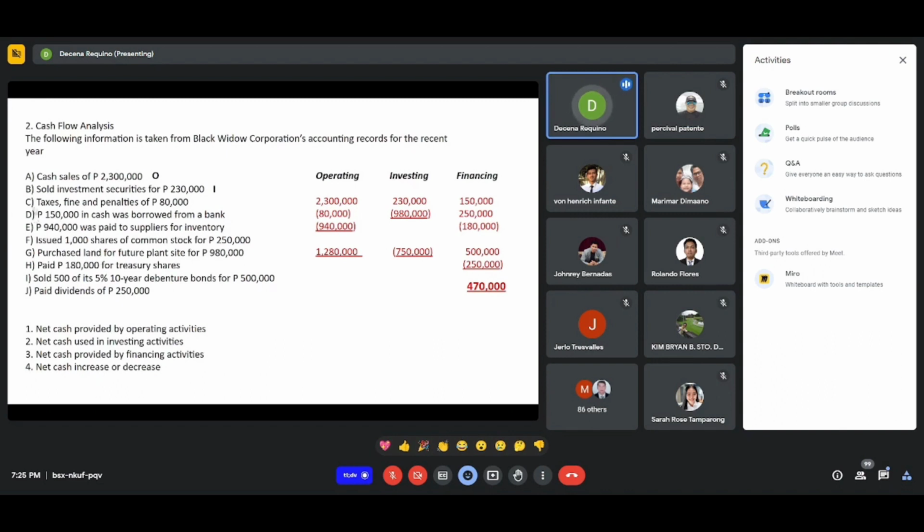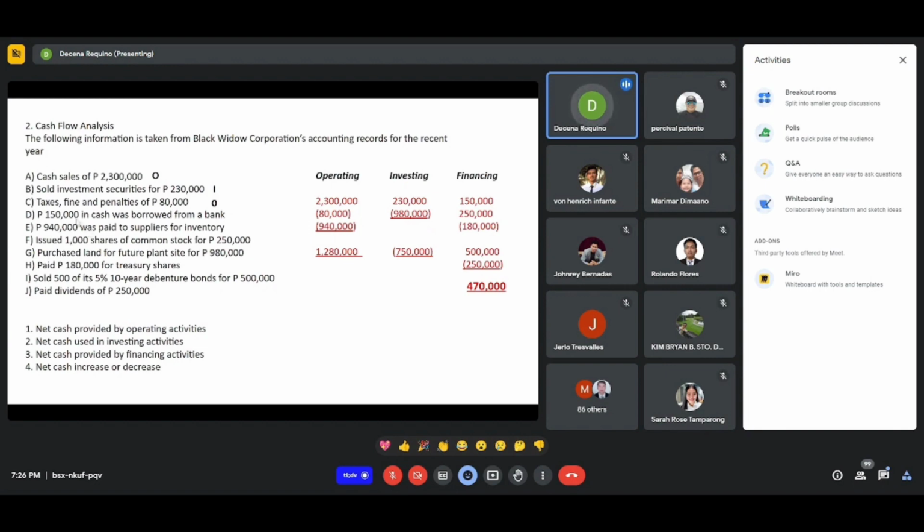And then itong letter C, taxes, fine, and penalties. Nagbayad ka daw ng taxes, fines, and penalty amounting to 80,000. So under siya ng operating activity, so magdededuct ka ng 80 dito under operating kasi nabawasan yung cash mo. So ma-minus ka ng 80,000.